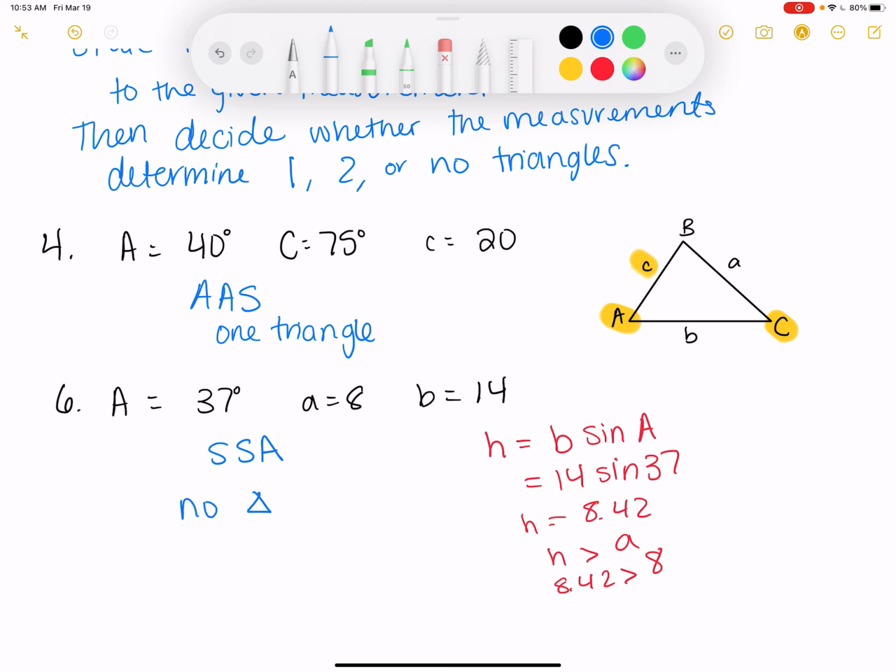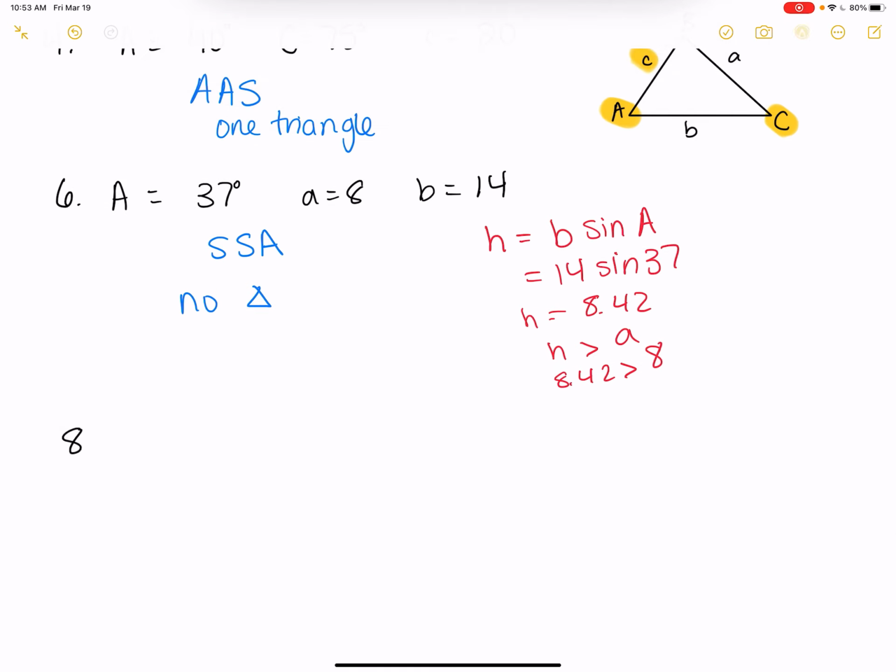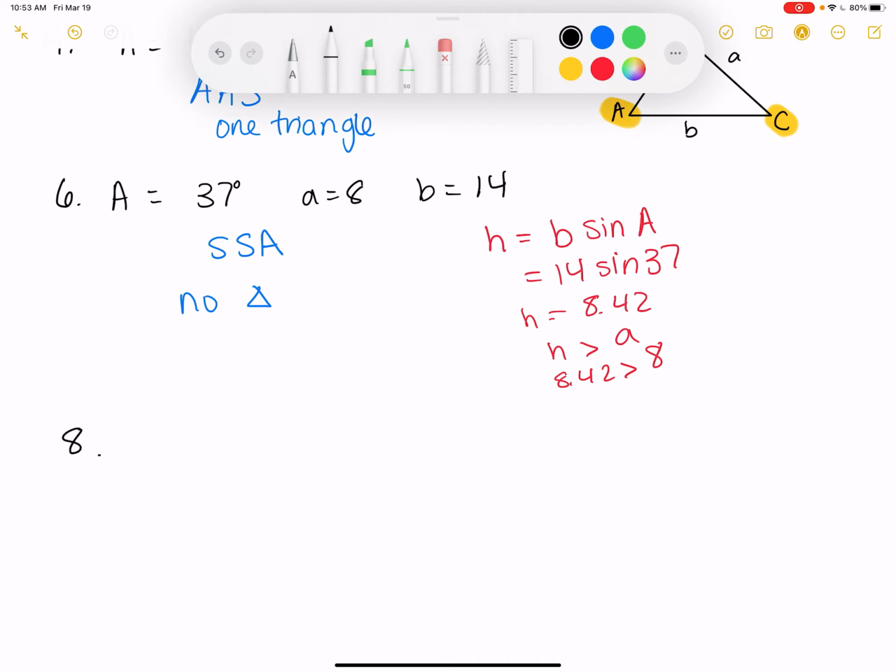Also, if instead of writing the word triangle a million times, you just want to draw a little symbol, that's fine. Triangle, triangle, triangle. I always just write the little triangle.